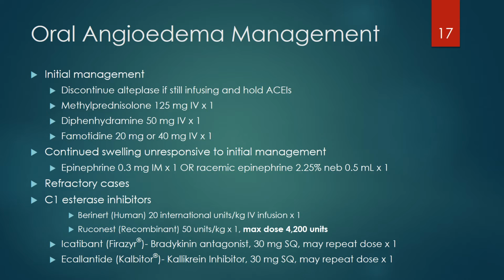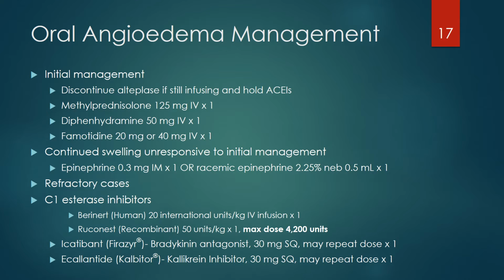If the patient continues to swell after this initial management, you can consider using epinephrine, either IM or a racemic mixture of epinephrine nebulized. For refractory cases that don't respond to these, you want to use a C1 esterase inhibitor, Berinert or Ruconest. Those are the doses there. To be honest with you, I've never used any one of these agents. Other agents that are available, these bradykinin or kallikrein inhibitors, which would be the icatibant or the Kalbitor, which is ecallantide.